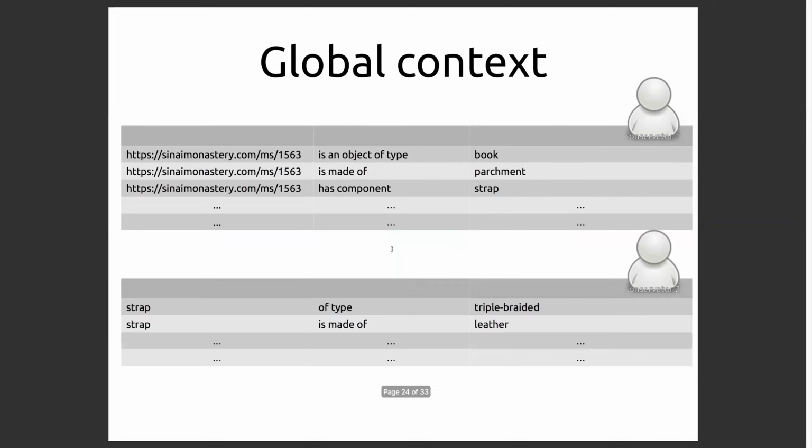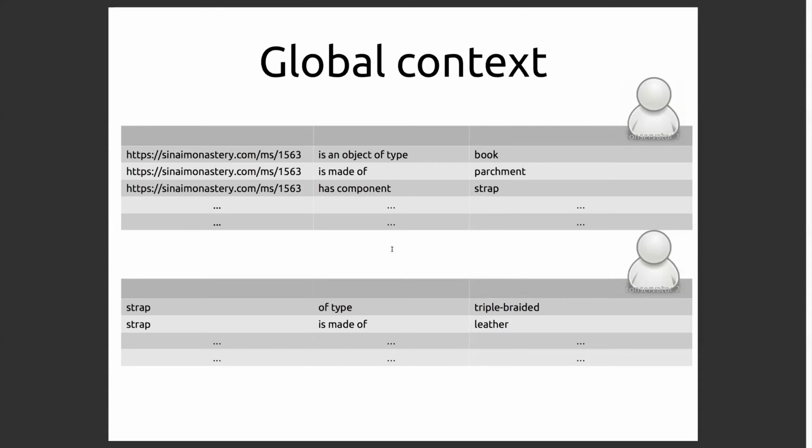And then we have another conservator who perhaps is more interested in fastenings for books and straps, and they can make extra statements about the strap, that it's of a specific type, in this case a triple braided strap, or that it is made of leather. Now, the word strap on its own doesn't tell us that we're talking about the same thing. We could be talking about different straps.